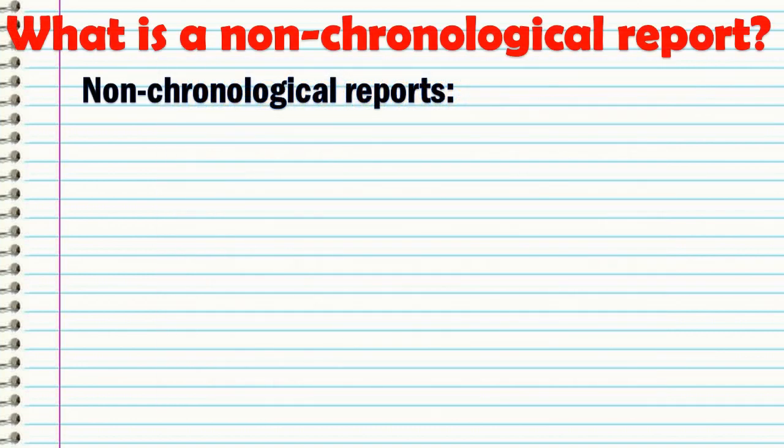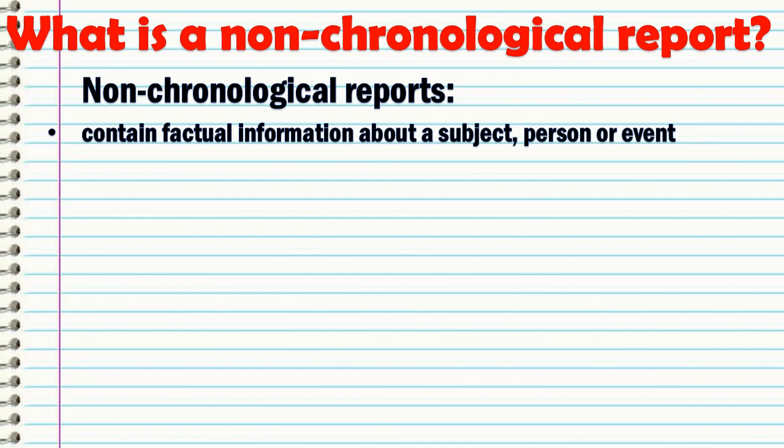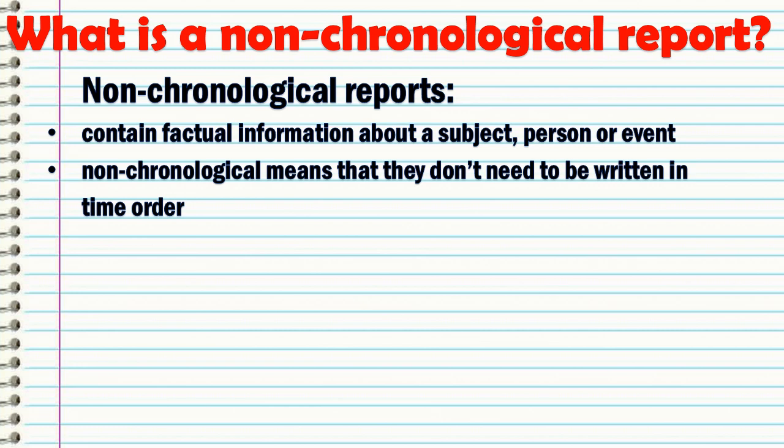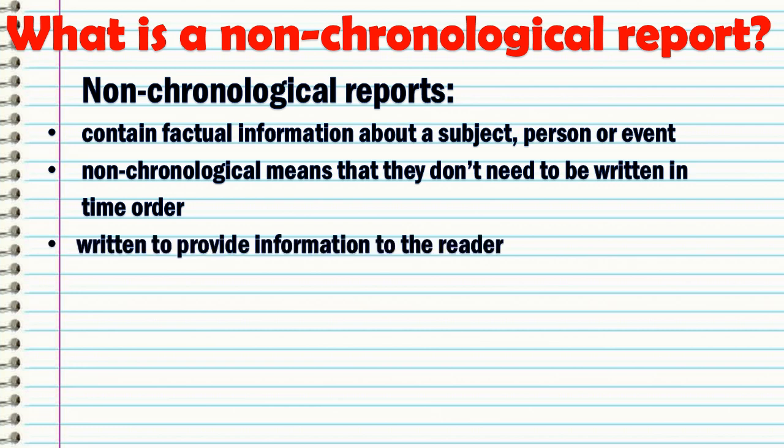So non-chronological reports contain factual information about a subject, a person or event. So they could be about a subject such as the Egyptians, they could be about a famous footballer, they could be about an event like the gunpowder plot maybe. But everything inside the report must be factual. Non-chronological means that they don't need to be written in time order. They're written to provide information to the reader.